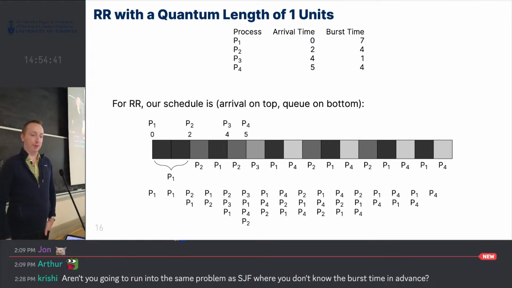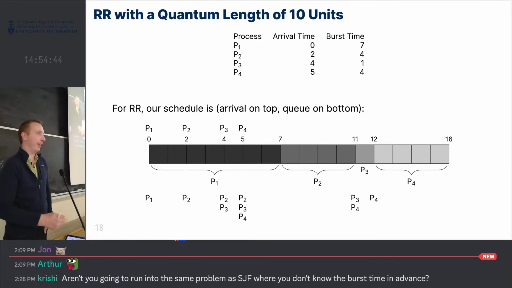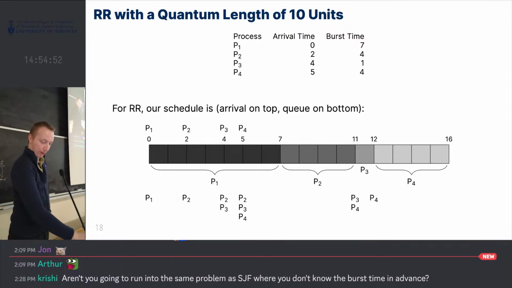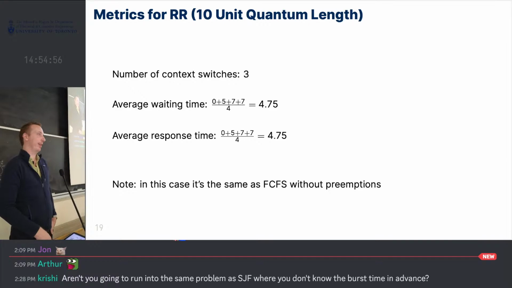Okay. So next boring thing. Hey, do it again, but quantum length 10. Wow. Guess what? It becomes first come, first serve. It becomes real boring. So it would look like this. If you compute everything, it looks like this. We have way less context switches, which was your point. You only have 3 context switches in this case.